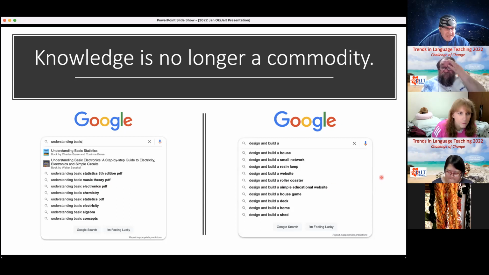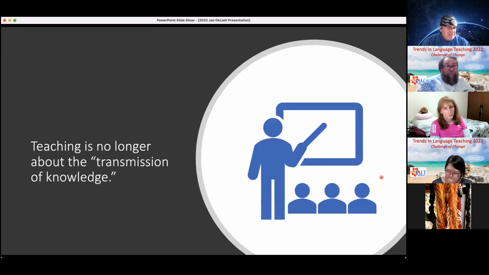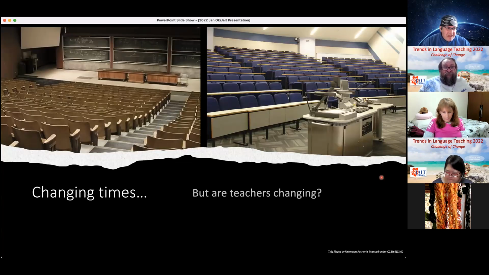Learner autonomy is something I've heard talked about in some of the other presentations today. So teaching is no longer about the transmission of knowledge. In the previous century, kind of industrial education, we needed to produce professionals who could fulfill certain functions within companies. And basically those were the same functions no matter where the office was. But now things are a bit different. So changing times, but are our teachers changing, are our classes changing?